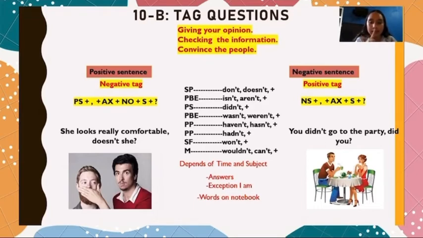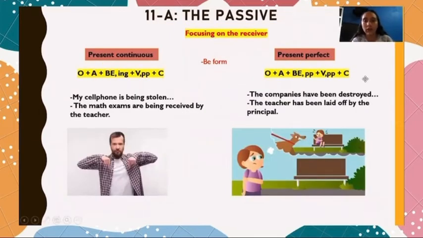This depends on the time and subject, because we have auxiliaries that depend on the time and subject, like does and doesn't. Does for singular, doesn't for plural, and that's it. The other topic was the passive.